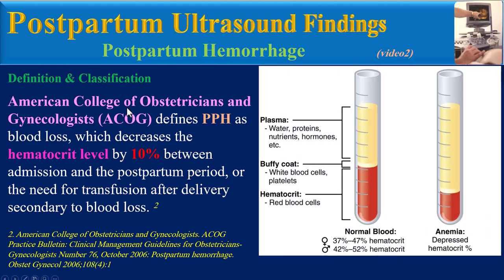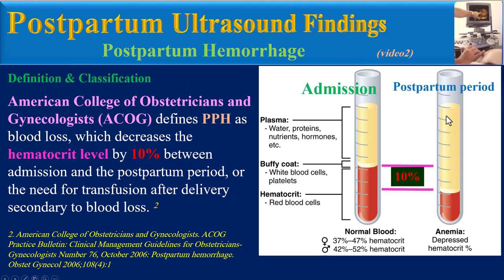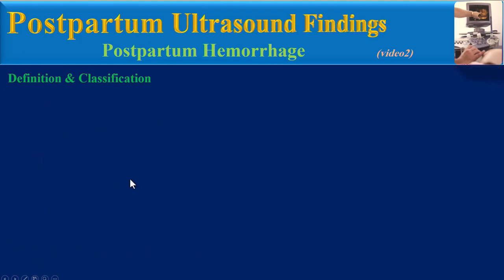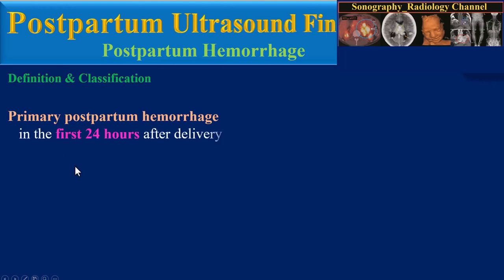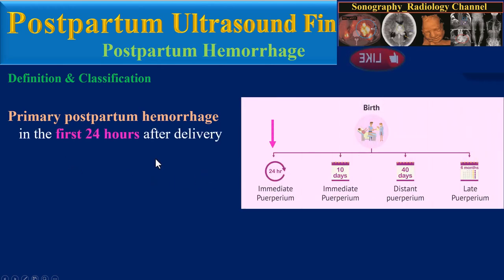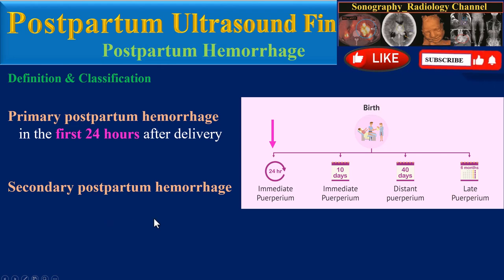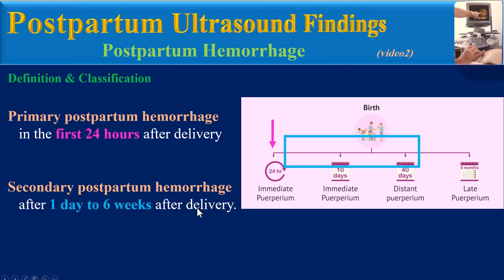The American College of Obstetricians and Gynecologists defines postpartum hemorrhage as blood loss which decreases the hematocrit level by 10% between admission and the postpartum period, or the need for transfusion after delivery secondary to blood loss. Postpartum hemorrhage is classified as primary, meaning in the first 24 hours after delivery, and secondary, meaning after 1 day to 6 weeks after delivery.